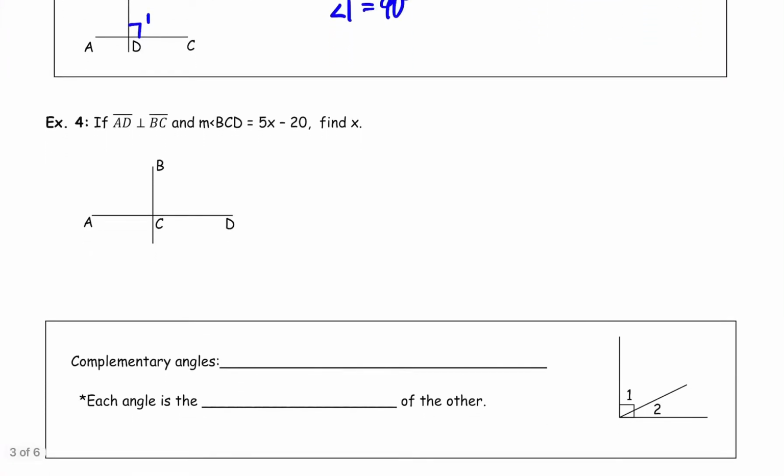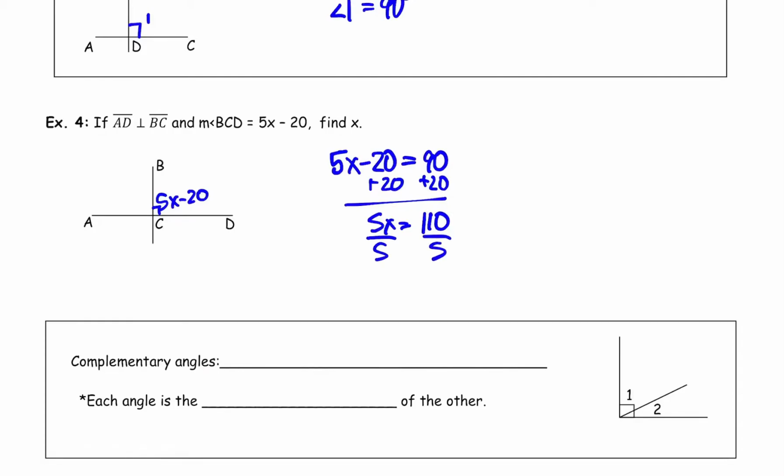All right, well, these equations are pretty simple. In this diagram here, it tells you that those two segments are perpendicular, so I know that's a right angle. And then it says measure of angle BCD is 5x minus 20. So I'm going to fill that in. And since they're perpendicular, that's 90 degrees. So we have a simple equation, 5x minus 20 equals 90. Let's add 20 to both sides. 5x equals 110. Divide by 5. And I believe x is going to give me 22.